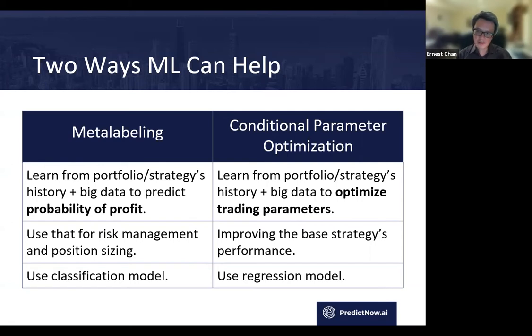So meta-labeling is a technique to learn from a portfolio or a strategy's past track record, augmented with big data, to predict the probability of profit of that strategy or portfolio. Whereas in conditional parameter optimization, we are also learning from the portfolio strategy's history, but this history typically is based on the backtest, not necessarily a live history. It can be both based on backtest, and also augmented with big data.